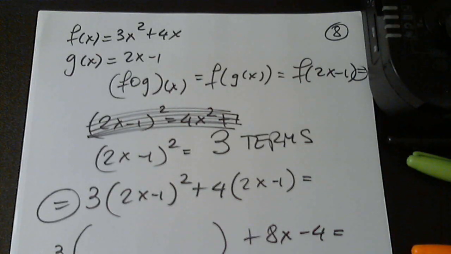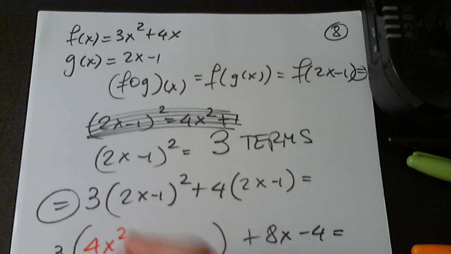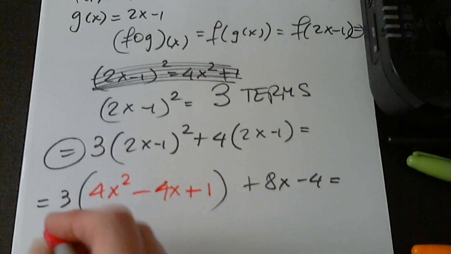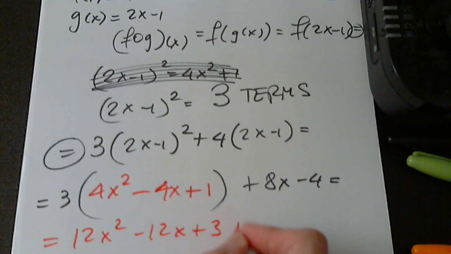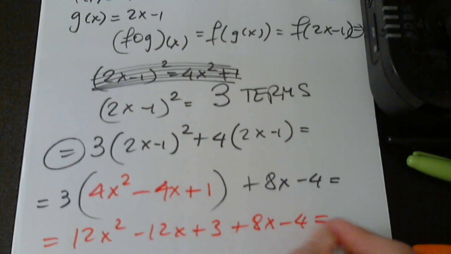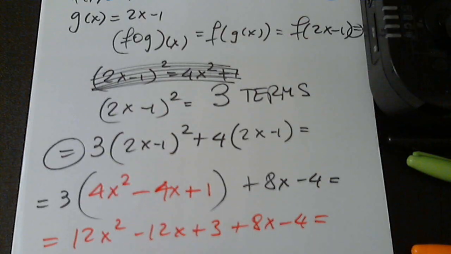4x squared. Excellent. Minus 4x, very good, plus 1. Excellent. So we have 12x squared minus 12x plus 3 plus 8x minus 4. So 12x squared minus 4x and minus 1.